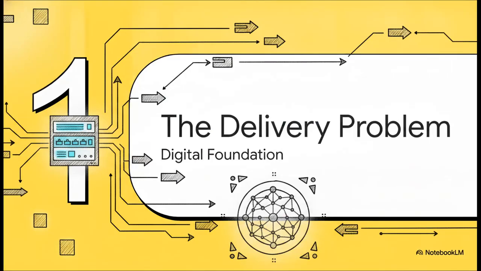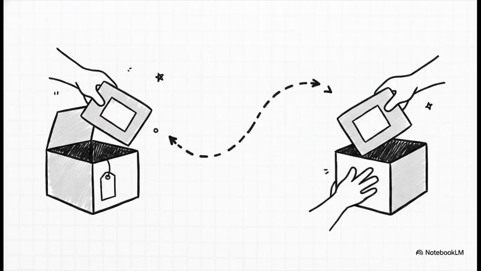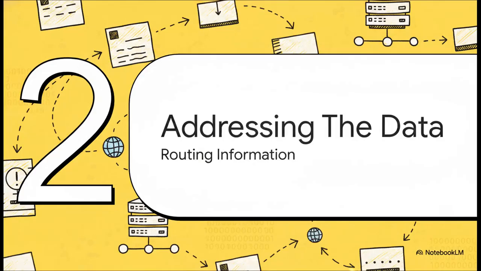Starting off with Section 1, the digital delivery problem. You see, before a packet can even think about leaving a device, it needs a basic foundation. Just like the regular postal service, the very first thing our TCP shipping label needs to figure out is identity. It needs to know exactly who is sending the package and exactly who is receiving it. Without this super basic routing information, well, the data has absolutely nowhere to go. Which brings us to Section 2, addressing the data.